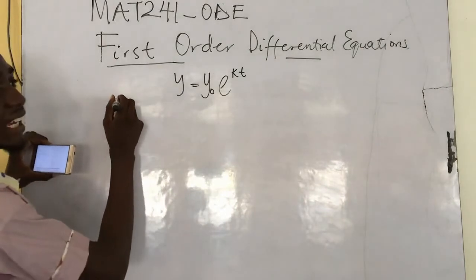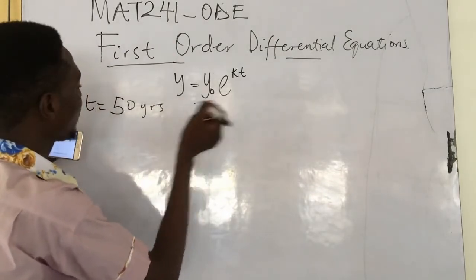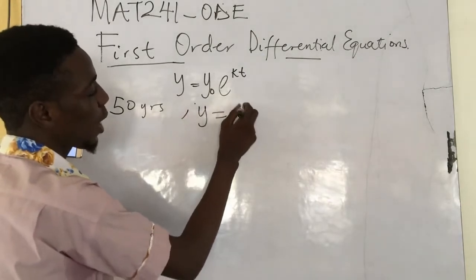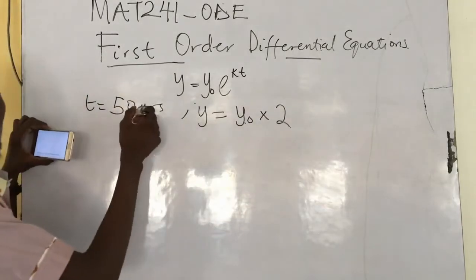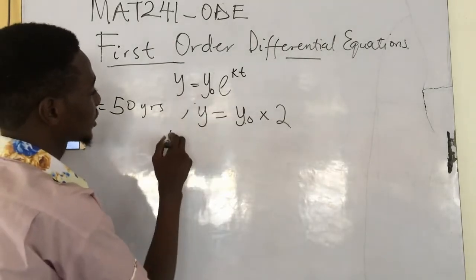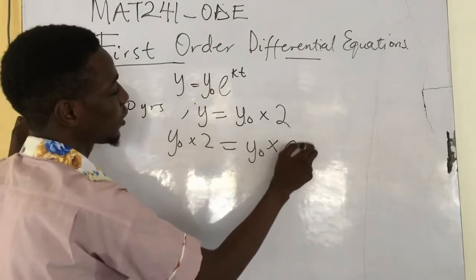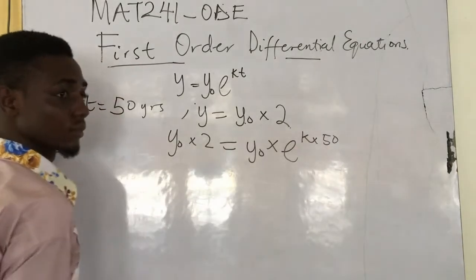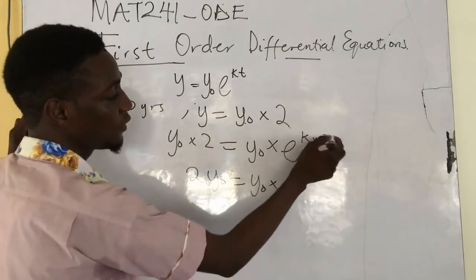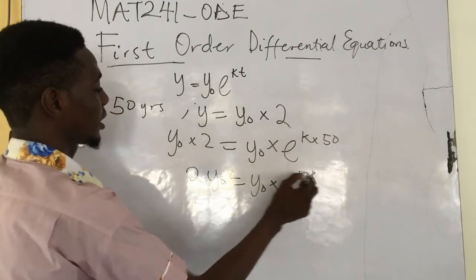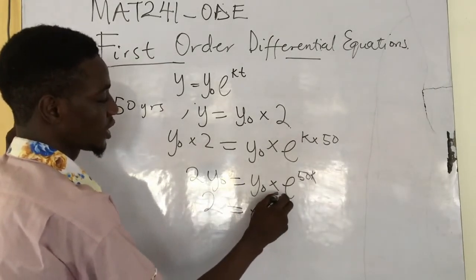So from the first case, of it taking 50 years for the population to double, we have t equals 50 years and y being equal to y naught times 2. So y naught times 2 equals y naught, which is our c, times e raised to power k times 50. So that gives us 2y naught equals y naught times e raised to power 50k, because k times 50 is 50k. Dividing both sides by y naught, we have 2 equals e raised to power 50k.